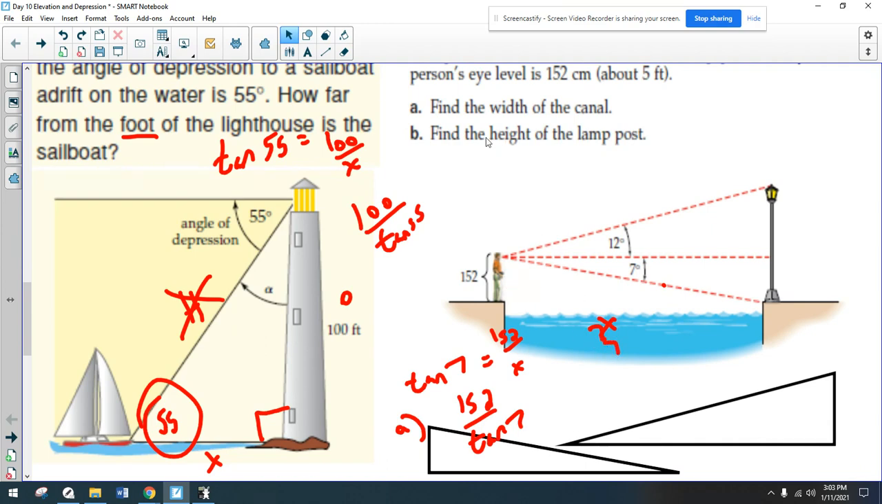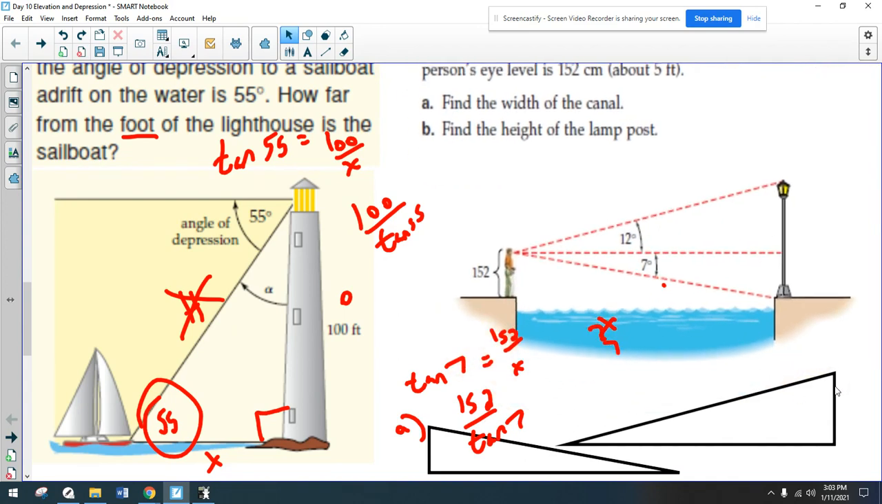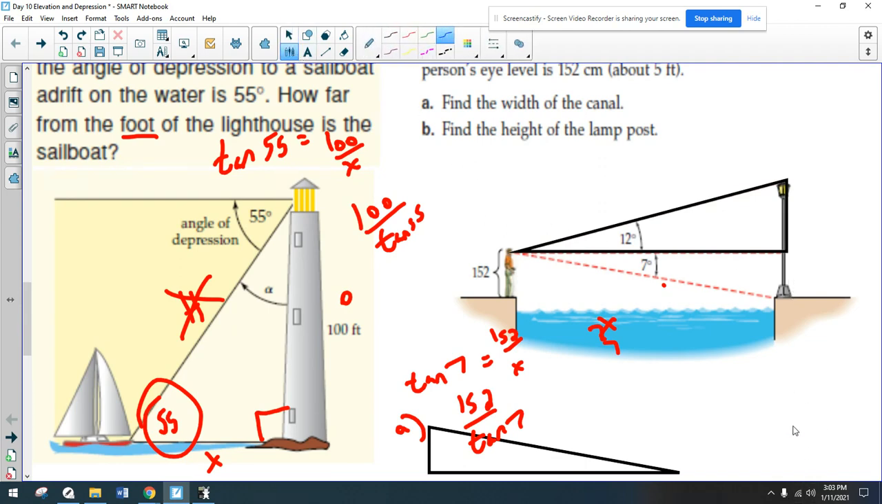So part B says find the height of the lamppost. So we're looking at this stuff over here. Now, to be able to find that, I've got to do a few things. First, I'm going to use this right here. That's going to give me part of the height. It's not going to give me the whole height. So I've got two different triangles I've got to do for this one. It's kind of annoying. So it gives me the 12 degrees.